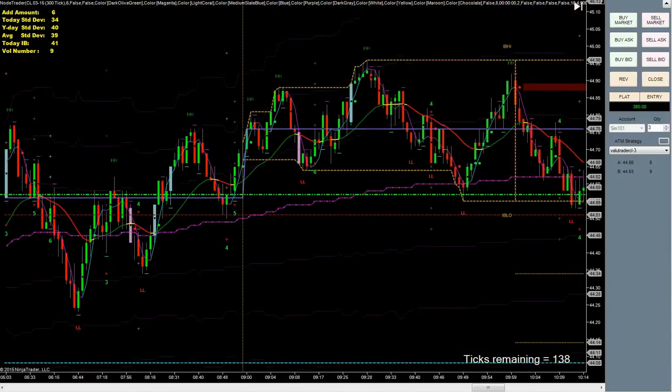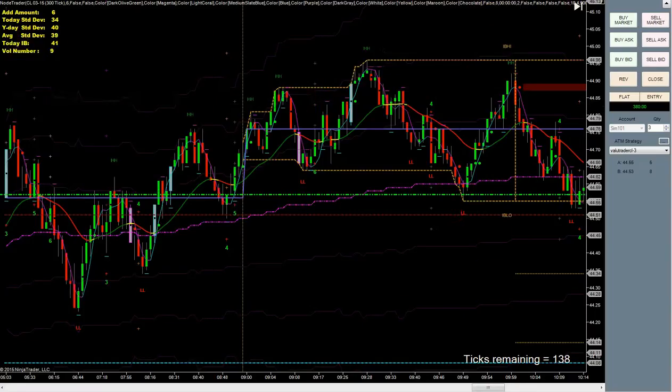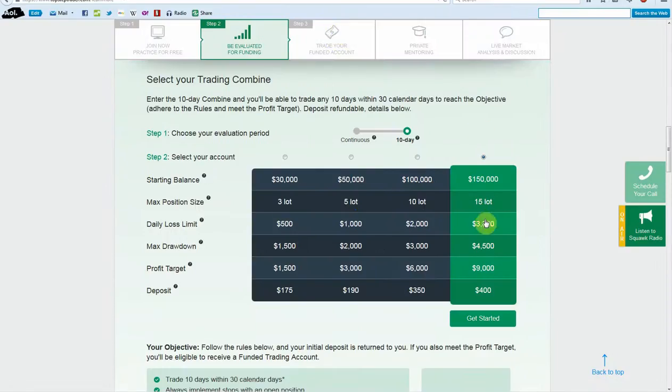And I plan on, like I said, doing the Top Step Trader Combine. If you guys haven't yet, you can go to the website and click on Get Funded, I believe, and you'll get all the information on this stuff there. They offer a continuous combine and also a 10-day. Once I get familiar and get good with this, I do plan on trying this out and hopefully getting funded.